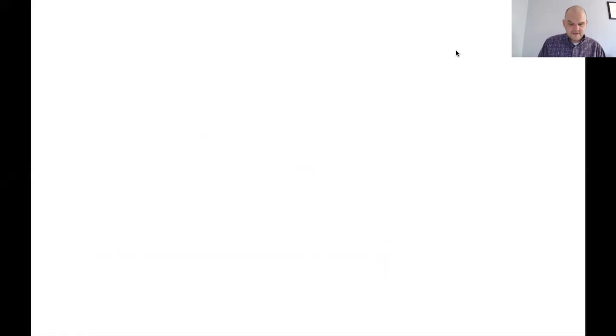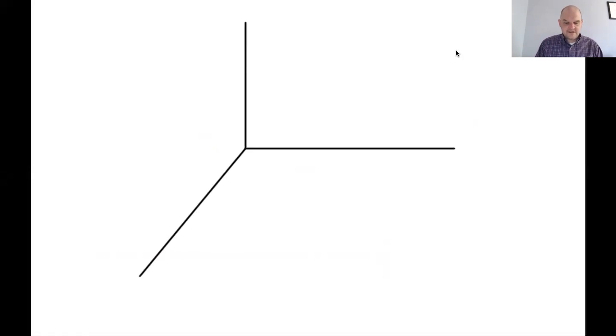So what I'm going to do is draw an x-axis, a y-axis, and a z-axis. Okay, so when you're going to plot these things, you have to make tick marks, right? So this is where it's weird. So here's your x-axis, your y-axis, and your z-axis. When you make your tick marks on your x-axis, you want to make them parallel to your y-axis.